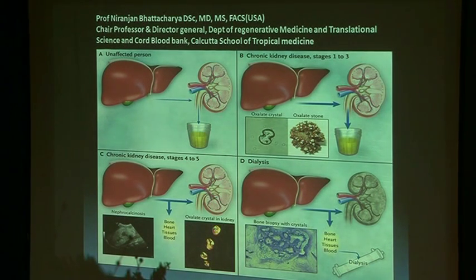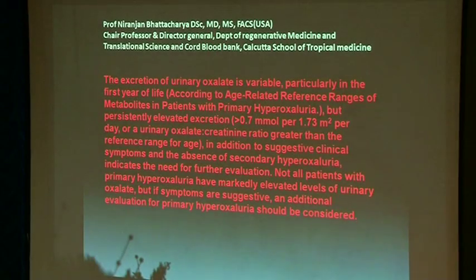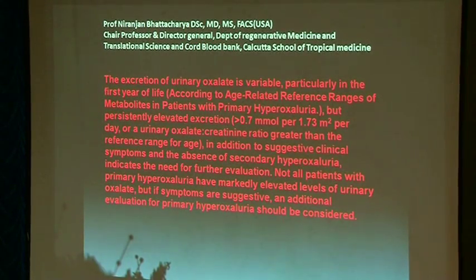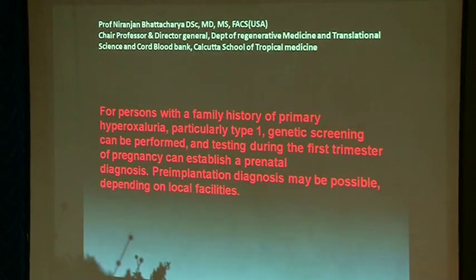Why so late? Because we are not mentally prepared to accept this condition early. The excretion of urinary oxalate is variable. In the first year of life, there is a wide range of metabolites in patients with primary hyperoxaluria, but a persistent elevated excretion or a urinary oxalate creatinine ratio greater than the reference range for that age group can guide us about the possible primary hyperoxaluria, in the absence of a secondary cause, which needs further evaluation.